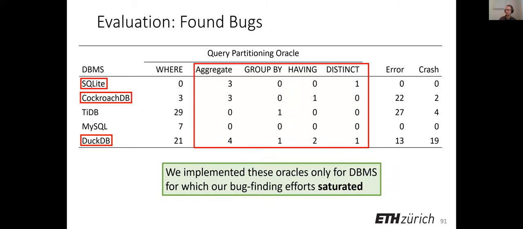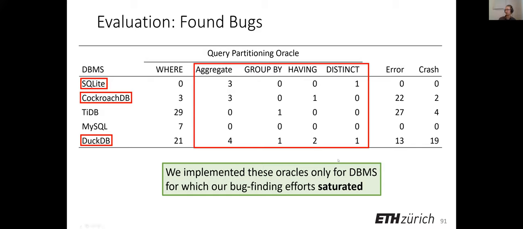And these additional oracles, we could only implement them for database management systems for which our bug finding efforts saturated, which are highlighted in red. Because for the others, there were a number of open bug reports in the bug tracker, and we often generate duplicate test cases that trigger the same underlying bugs.